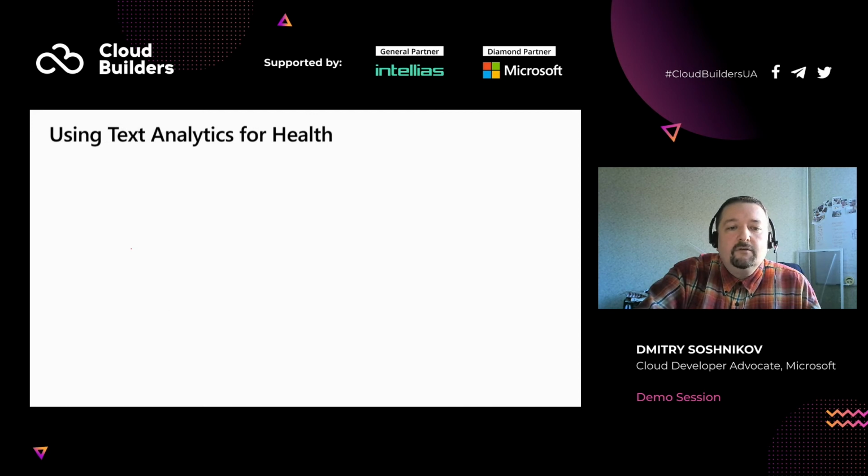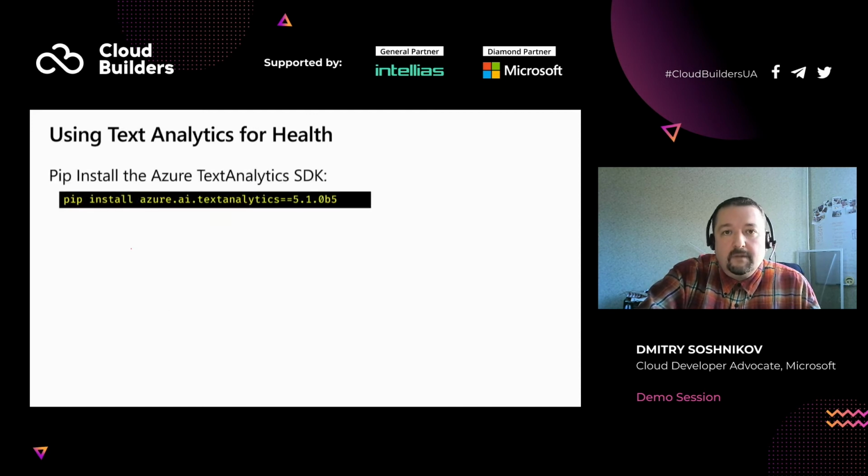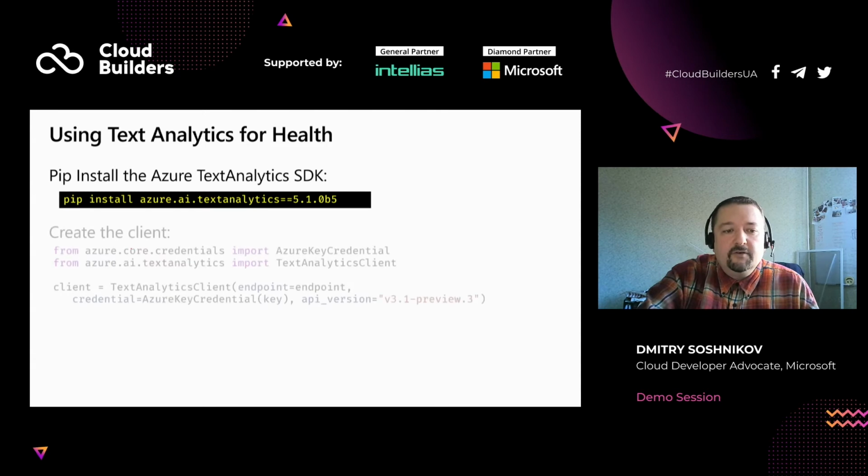And the next thing we want to do is apply this to the dataset of COVID papers. In order to do it, we install the Azure Text Analytics SDK. We need to make sure to grab the latest beta version of the SDK, because the non-beta version does not yet have support for text analytics for health. So we pip install this latest version.